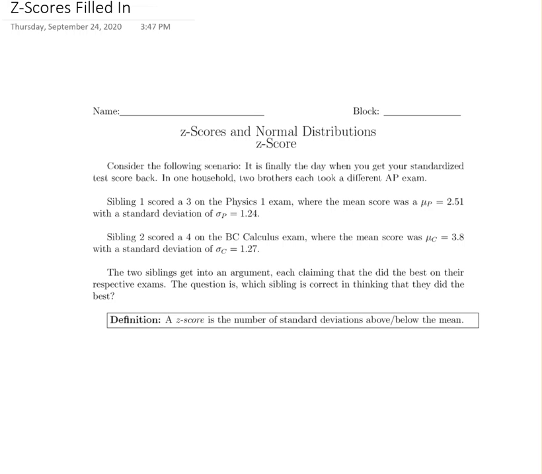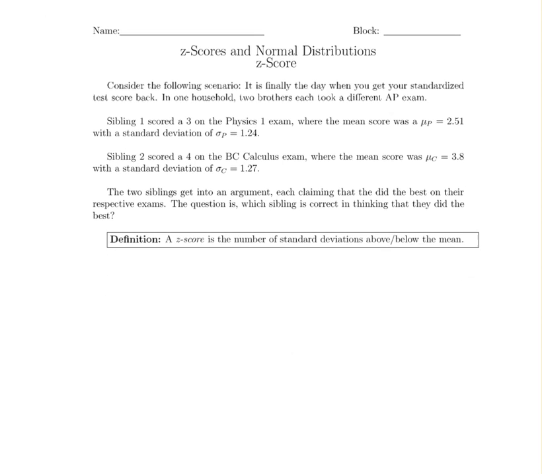So this is where we can bring in the notion of a z-score. Now, a z-score is the number of standard deviations above or below the mean. So, to settle these siblings' argument, we want to figure out what are the z-scores for their exams. How far above or below the means did they score? Now, when I say above and below, we're going to let the sign of the z-score dictate that to us. So a negative z-score is going to be something that's less than the mean, and a positive z-score is going to be something bigger than the mean. So let's set this up.